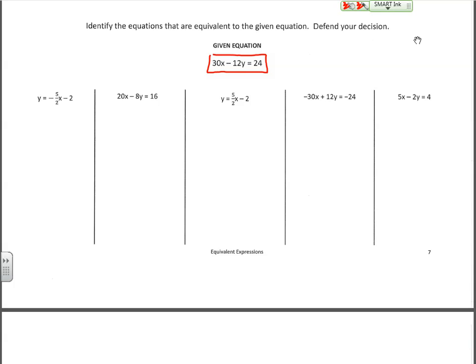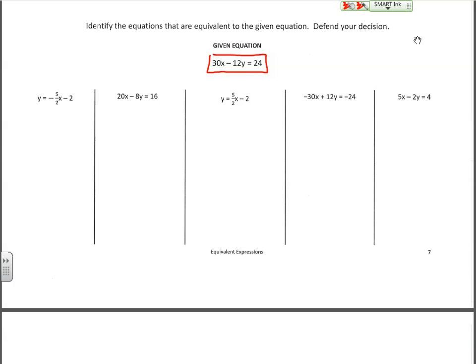Similar thing here. 30x minus 12y equals 24, you're going to be looking for a value for x and y that makes this equation true. What's an ordered pair on this line? And we just finished up a unit on graphing, on lines, on ordered pairs, on solving for various things. So you can look back to that and decide, how am I going to identify an ordered pair on the line? You could manipulate the equation.